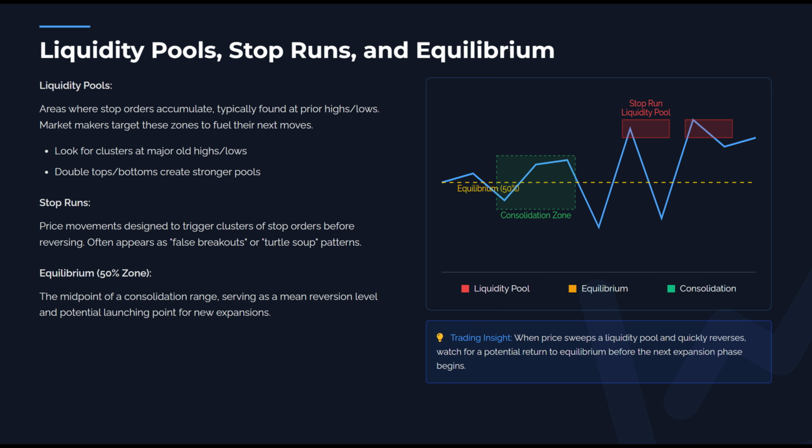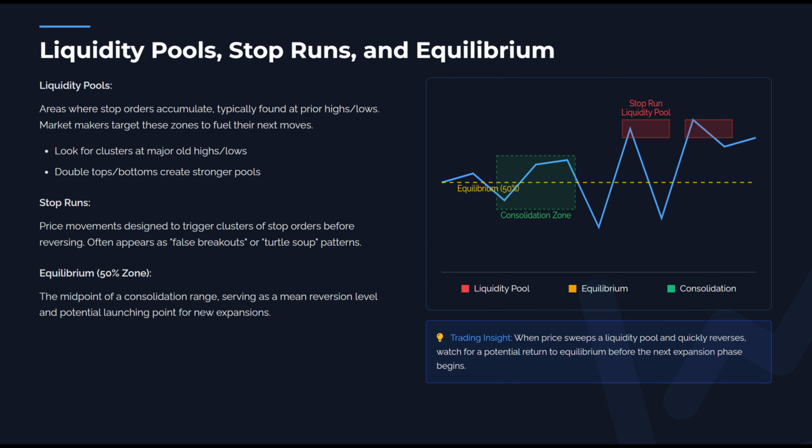They push price just far enough to trigger all these stops, collect that liquidity, and then often reverse price in the opposite direction. It's like they're saying, "Thanks for the free money," to all the traders who placed their stops in obvious places. A stop run is when this actually happens. Price briefly spikes above a high or below a low to grab these stops, then quickly reverses. On the chart, it looks like a spike or a wick that gets immediately rejected.